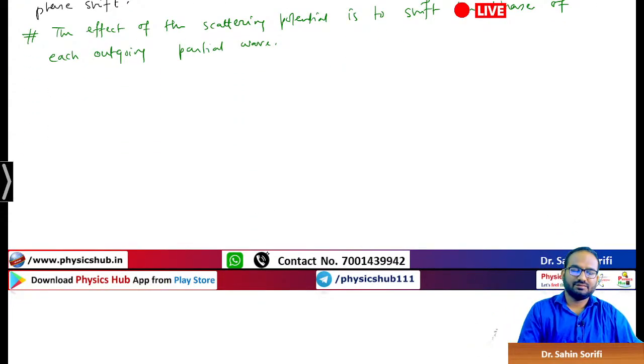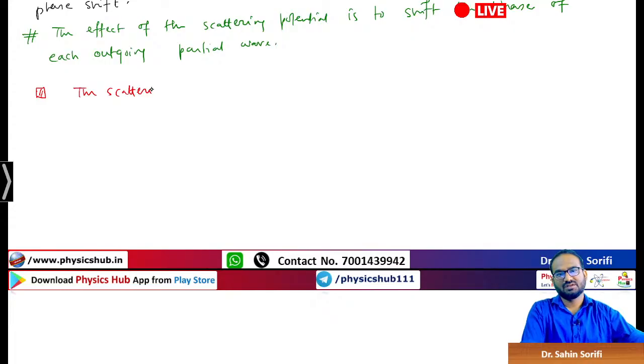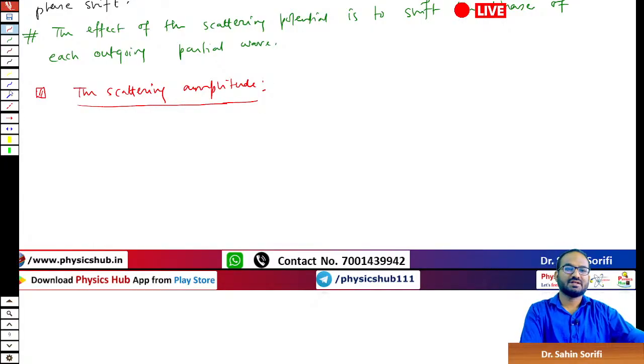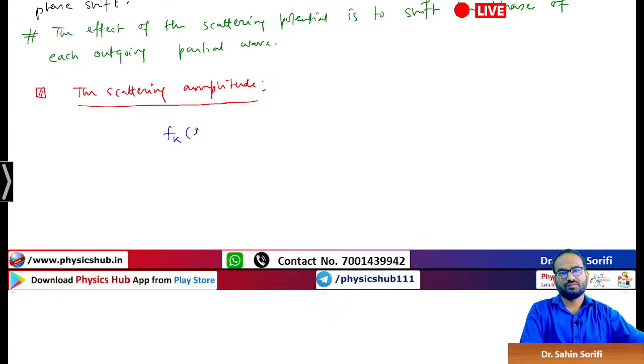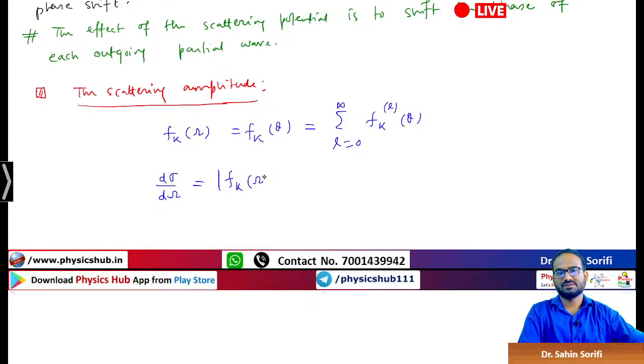Now the formula which I am going to give you is important for your examination. So that is the scattering amplitude. I just explained the previous one just to make you understand this one. Scattering amplitude is f_k of omega. This can also be written as f_k of theta. This is a sum over L equals 0 to infinity, f_k for each L; we have to take the sum. Now the differential scattering cross section d sigma by d omega is nothing but the square of this scattering amplitude.